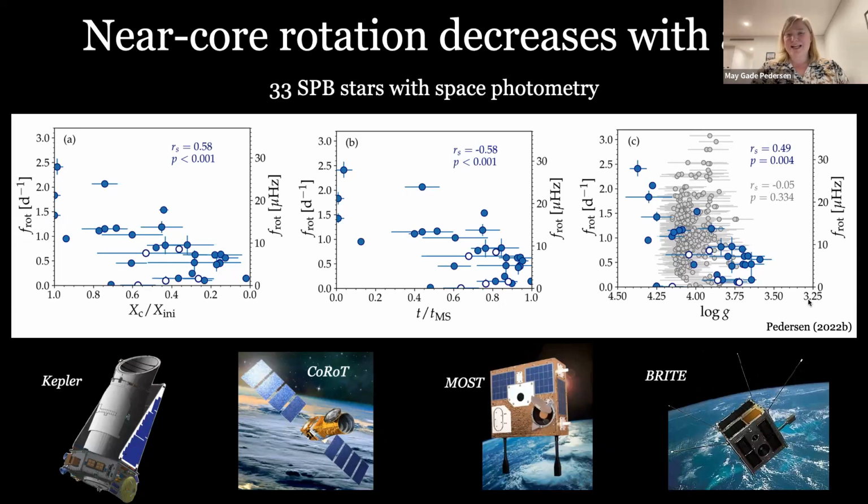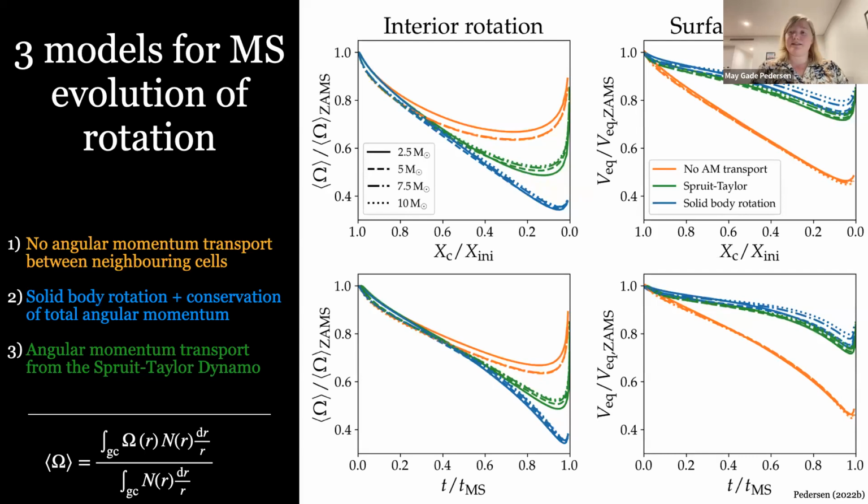Now, one immediate question you might want to ask is, is this just what we expect to see from stellar evolution? To investigate that, I had a look at 3 different scenarios for the evolution of the rotation of the star as a function of main sequence age, using 3 different assumptions for the angular momentum transport.